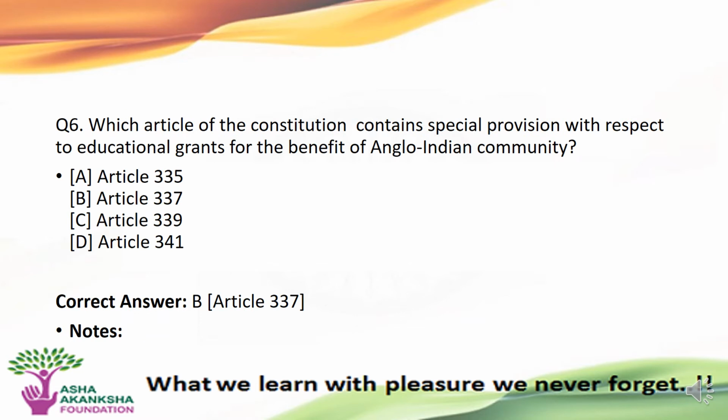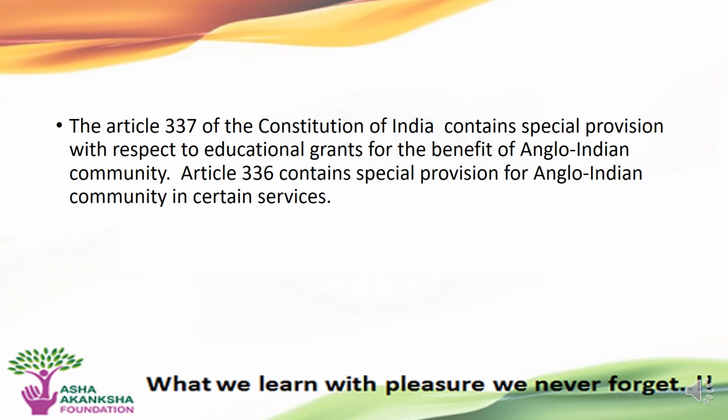The next question is, which article of the Constitution contains special provision with respect to educational grant for the benefit of the Anglo-Indian community? Options are A, Article 335, B, Article 337, C, Article 339, or D, Article 341. The correct answer to this question is Article 337, that is option B. Article 337 of the Constitution of India contains special provision with respect to education grant for the benefit of the Anglo-Indian community. Article 336 contains special provision for the Anglo-Indian community in certain services. So let's now see what is Article 337.